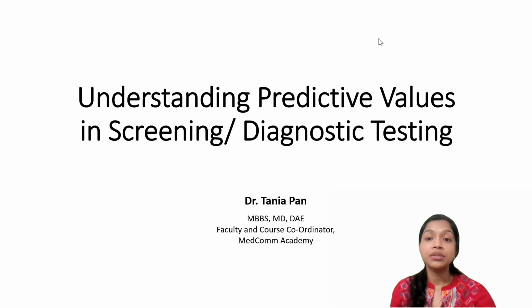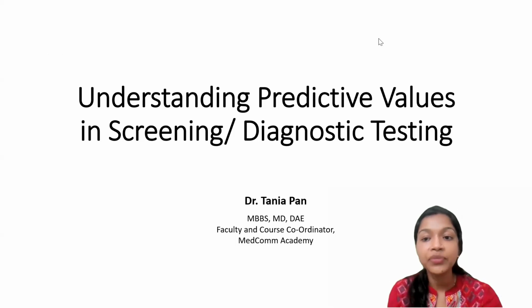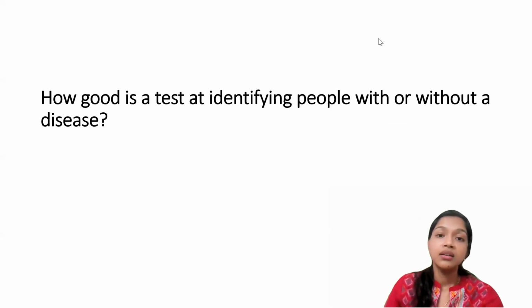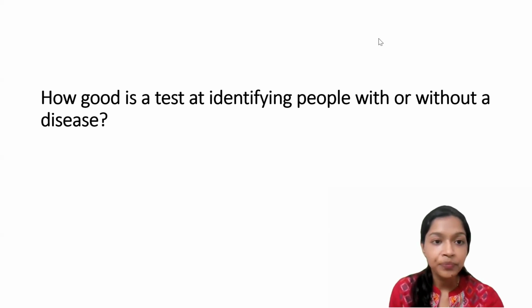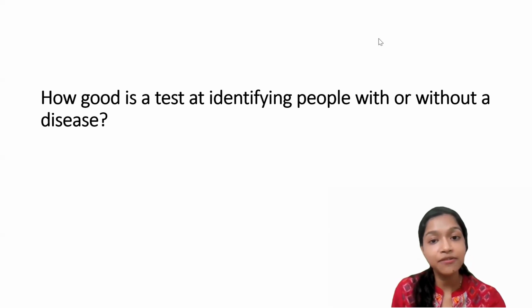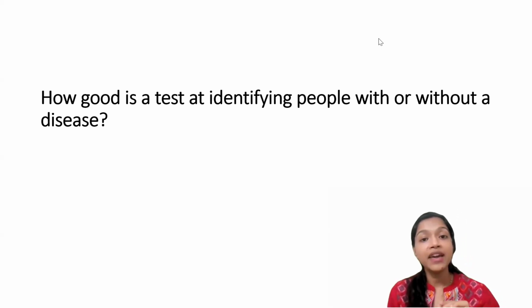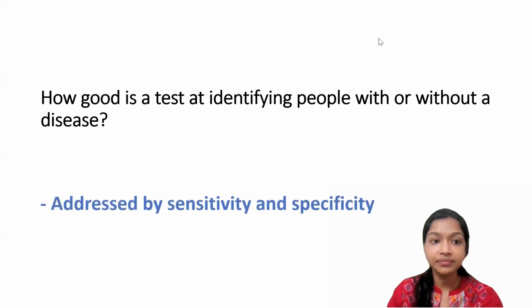In order to solve this question, we will first discuss an important concept in screening, predictive values of a screening test or a diagnostic test, and understand how these values vary in the context of disease prevalence. First of all, for the selection of an optimum screening test, a fundamental question needs to be answered. The question is, how good is a test at identifying people with or without a disease? In effect, we are asking, if we screen a population, what proportion of people who have the disease will be correctly identified? This is addressed by the values sensitivity and specificity.